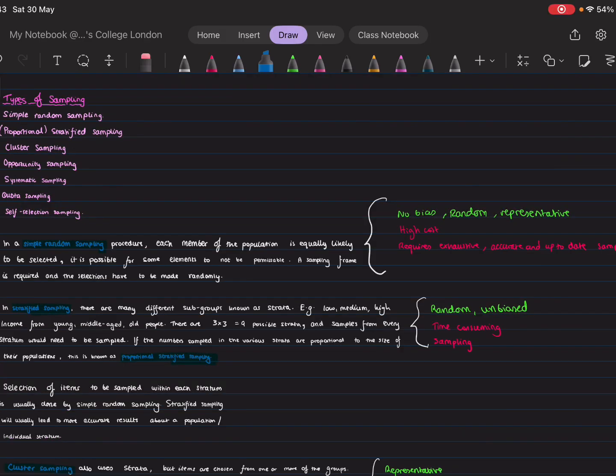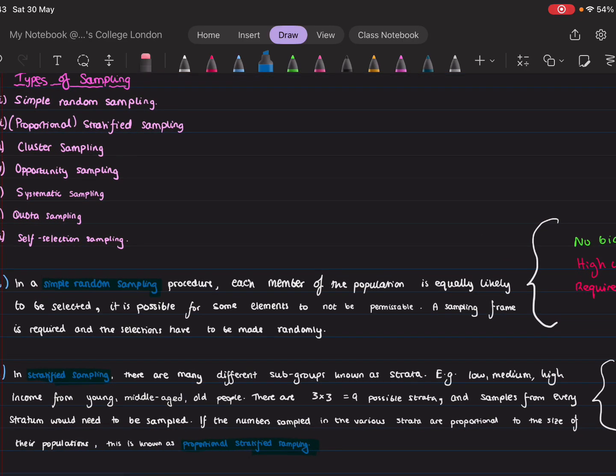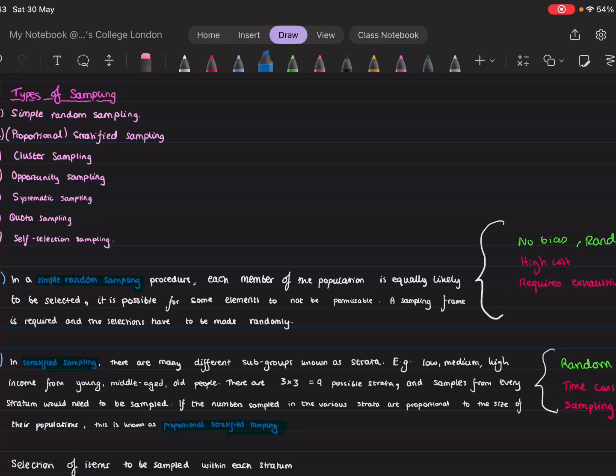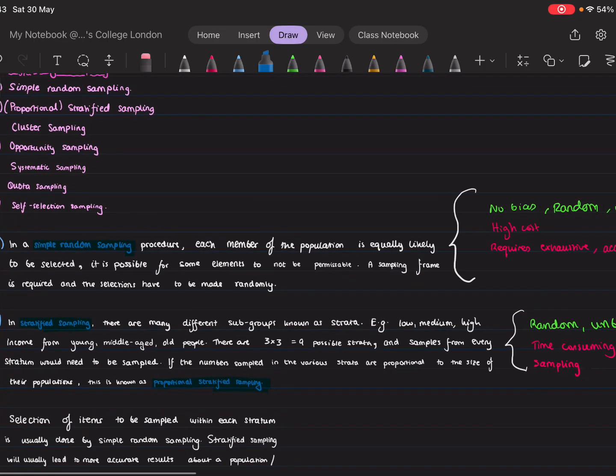Going into the types of sampling, there's 7 we need to know, kind of 8: simple random sampling, proportional stratified sampling and normal stratified sampling, cluster sampling, opportunity, systematic, quota, and self-selection. So, let's start going through them.